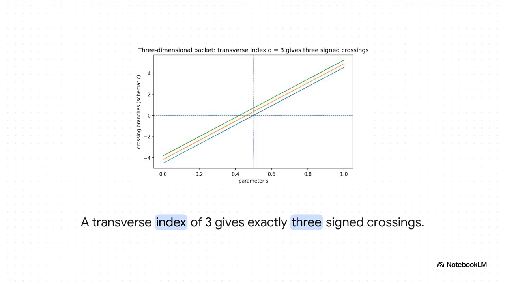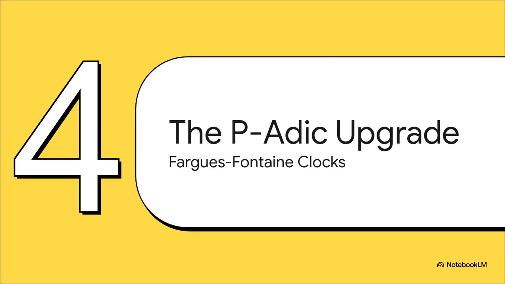For a transverse index of q equals 3, instead of one lonely line crossing 0, we suddenly have 3 distinct branches crossing 0. The prime orbit provides the direction of the crossing, but this new transverse geometry provides the multiplicity. Section 4. The p-adic upgrade, Fargues-Fontaine slope clocks.